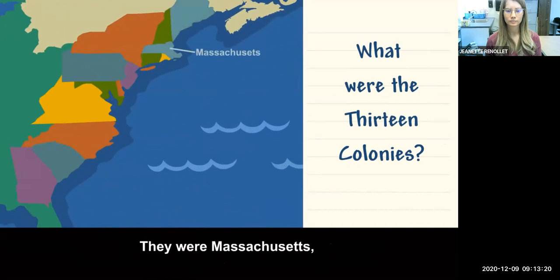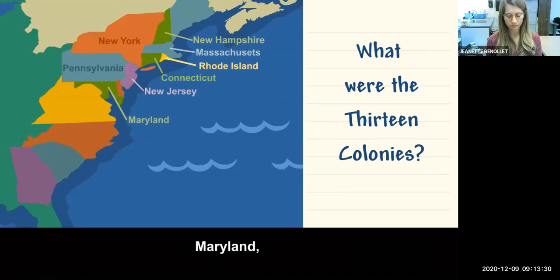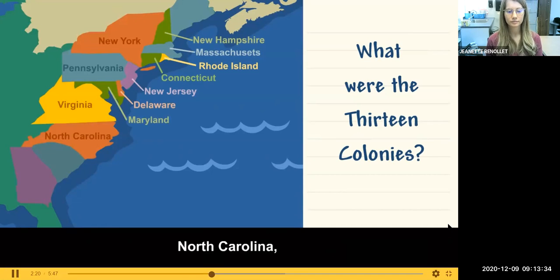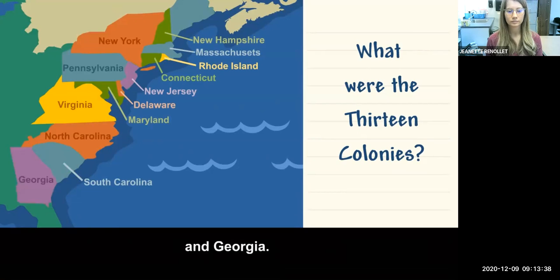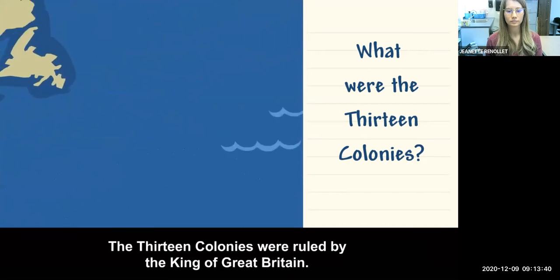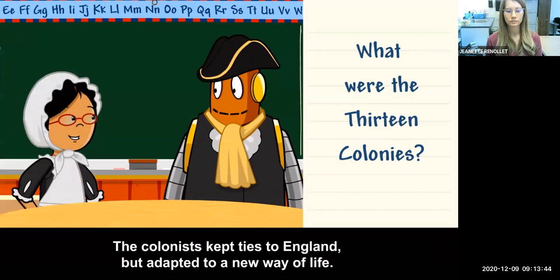They were Massachusetts, New Hampshire, Connecticut, Rhode Island, New York, New Jersey, Pennsylvania, Maryland, Delaware, Virginia, North Carolina, South Carolina, and Georgia. The 13 colonies were ruled by the King of Great Britain. The colonists kept ties to England, but adapted to a new way of life.